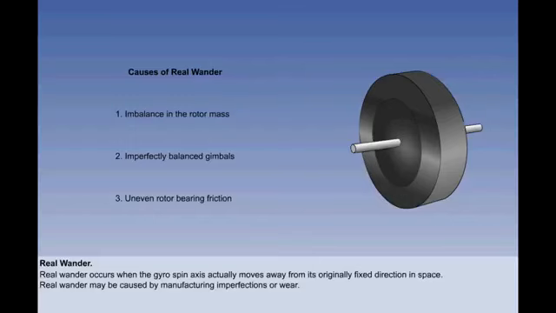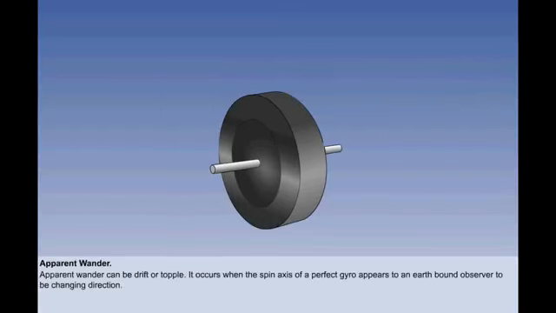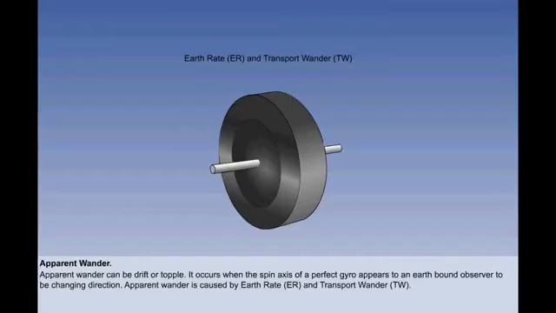Apparent wander can be drift or topple, and it is said to occur whenever the spin axis of an otherwise perfect gyro appears to an earthbound observer to be changing direction. The cause of this can be either one of 2 factors, or a combination of both. The first factor is known as earth rate. The second factor is known as transport wander. We will look at each in turn, starting with earth rate.